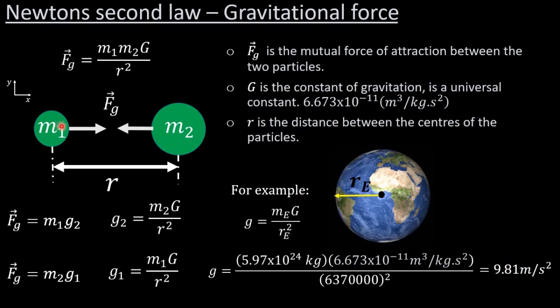And we can also say that mass 1 would accelerate with an acceleration g2, and mass 2 would accelerate with an acceleration g1. Because mass 2 is much greater than mass 1, mass 1 is going to have a larger acceleration than mass 2. But they are both accelerating, just one more so than the other.